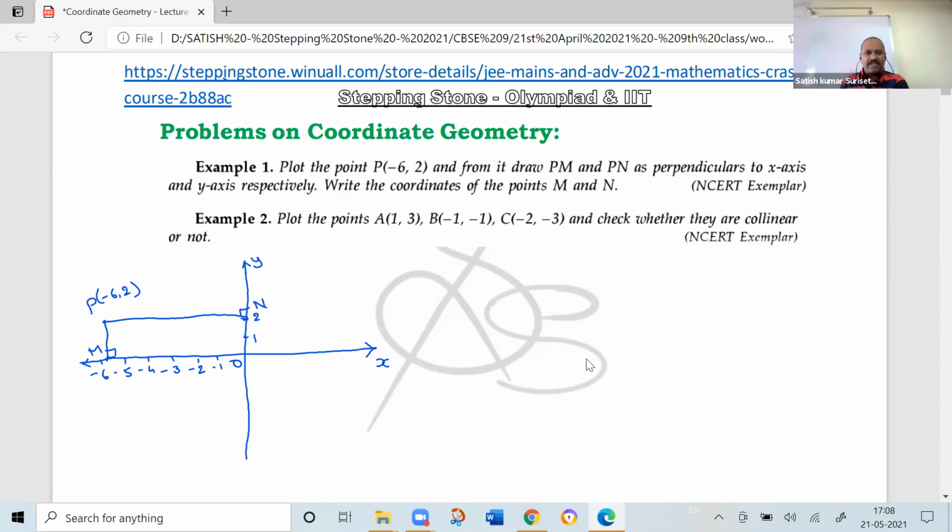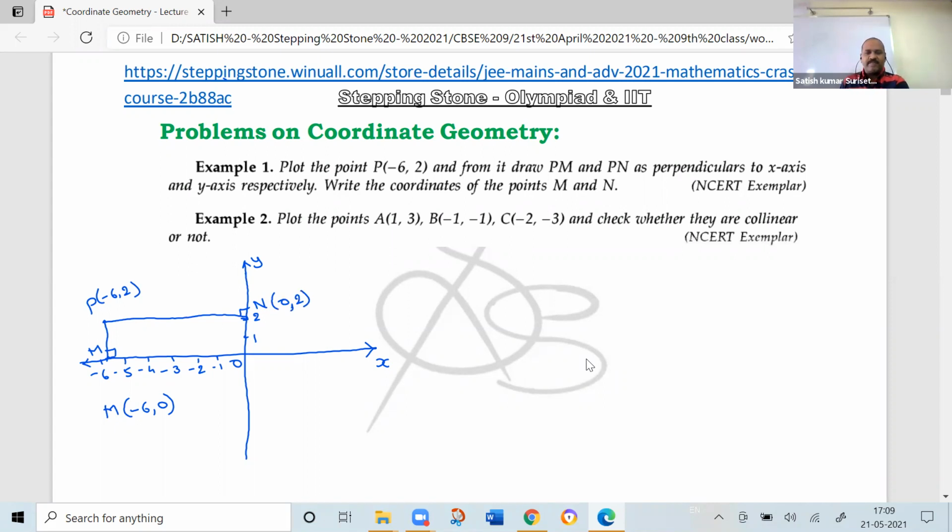Now, tell me what are the coordinates of M? (-6, 0). Correct. (-6, 0). The y coordinate is 0 because the point is on the x-axis. Next, what about the coordinates of N? (0, 2). Good. (0, 2), because the x coordinate is 0 and the y coordinate is 2.